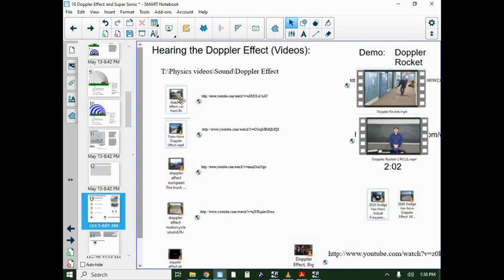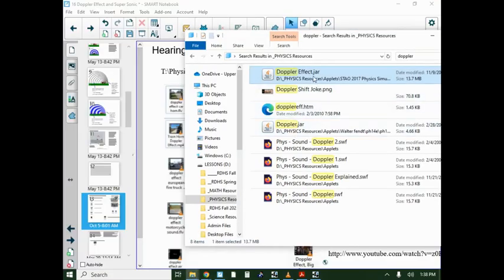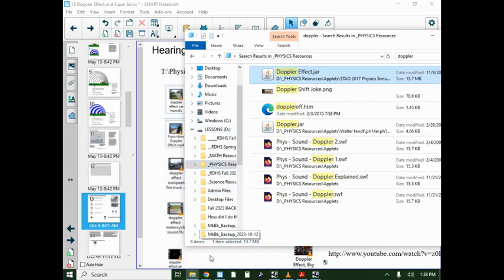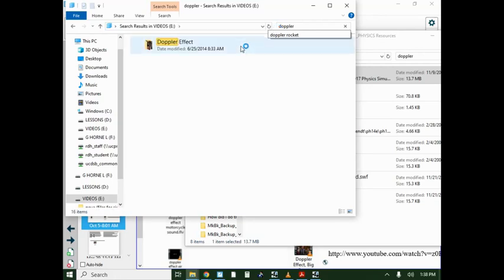What's next here? Doppler effect car horn. There's lots of versions of this, but in my files here. Doppler effect.